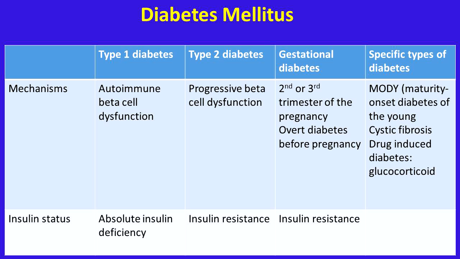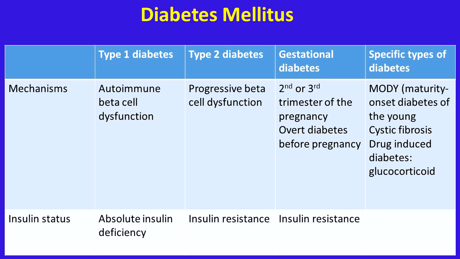So first, let's talk about different types of diabetes. There are four different types of diabetes: type 1 diabetes, type 2 diabetes, gestational diabetes, and specific types of diabetes. Type 1 diabetes is usually caused by autoimmune beta cell dysfunction. We're going to spend some time in the next video discussing the mechanism of type 1 diabetes. Because it's caused by autoimmune beta cell dysfunction, the insulin status is absolute insulin deficiency.